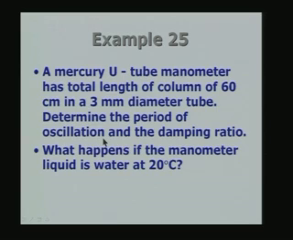The period of oscillation is nothing but the characteristic time I spoke about, and the damping ratio we want to determine, in this case, for mercury as the liquid. I also want to find out what happens if the manometer liquid is water at 20 degrees Celsius instead of mercury. If I change from mercury to water, what is going to happen to the time constant and also the damping in this particular case? Of course, time constant, as you saw earlier, is square root of L by g. It does not depend on the nature of the liquid. It depends only on the length of the column and the gravitational constant, and therefore, it is not dependent on the material of the liquid medium used as the manometer liquid.